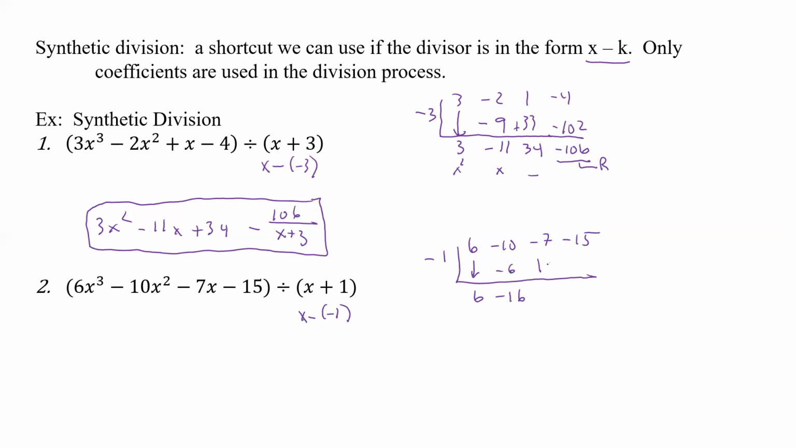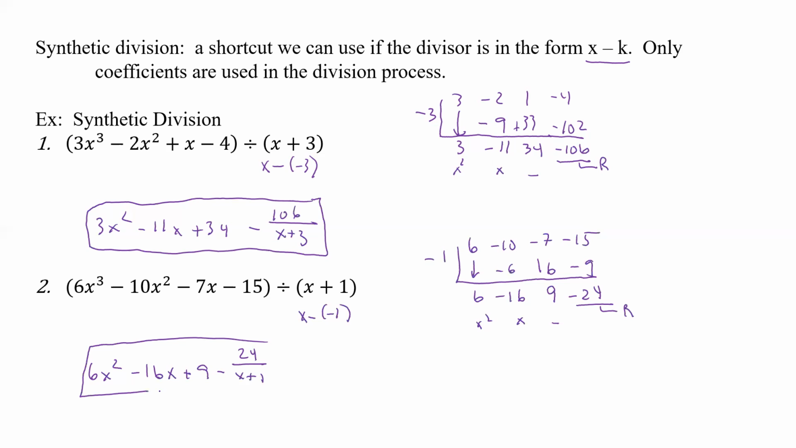Multiply, it's positive 16. 16 minus 7, that's going to give us a 9. It's going to give us a minus 9. And then that's going to give us a negative 24. And again, that is our remainder. And so we started with x cubed, we reduce it by 1. So this is x squared, this is x, and then that's just a number. So our final solution will be 6x squared minus 16x plus 9, and then minus 24 over x plus 1. Okay. And then that would be our solution.